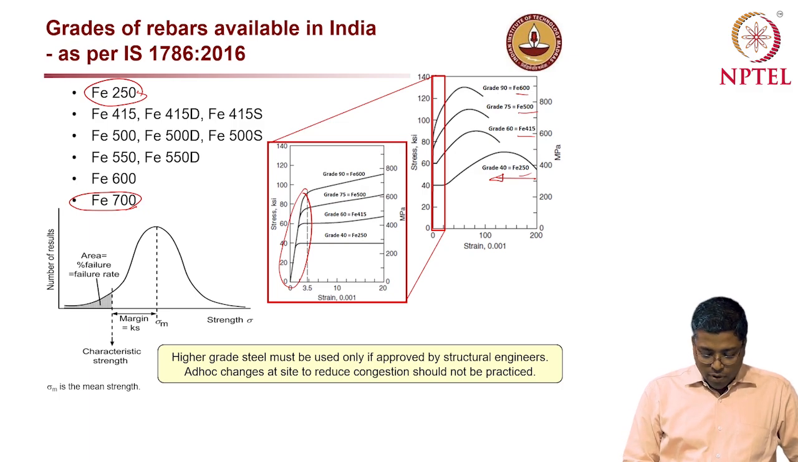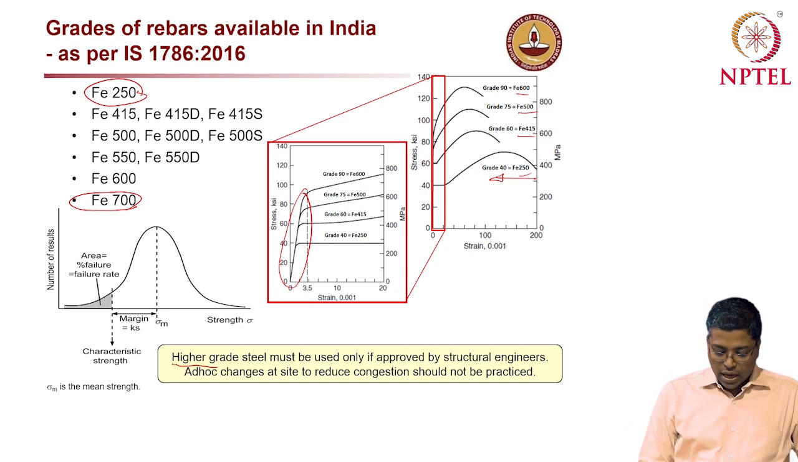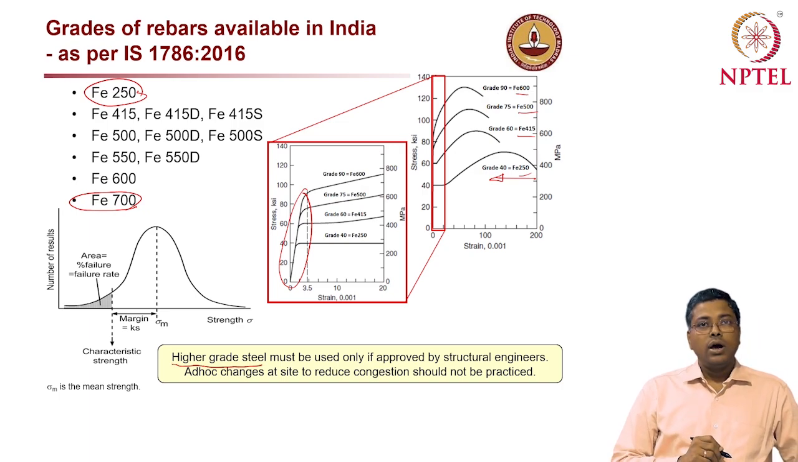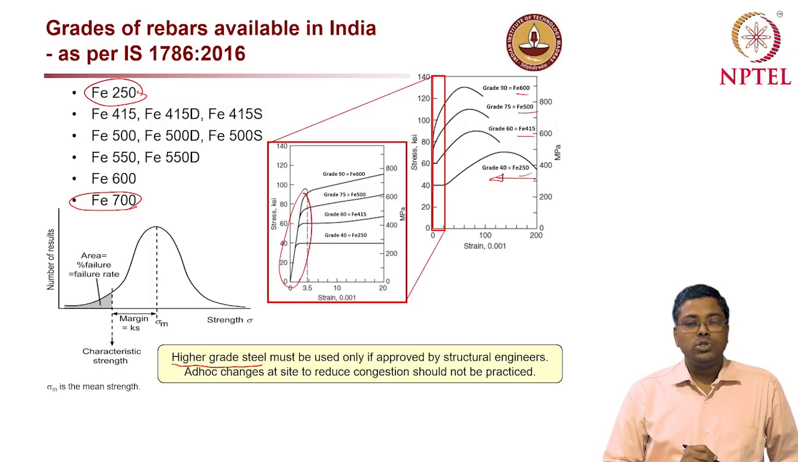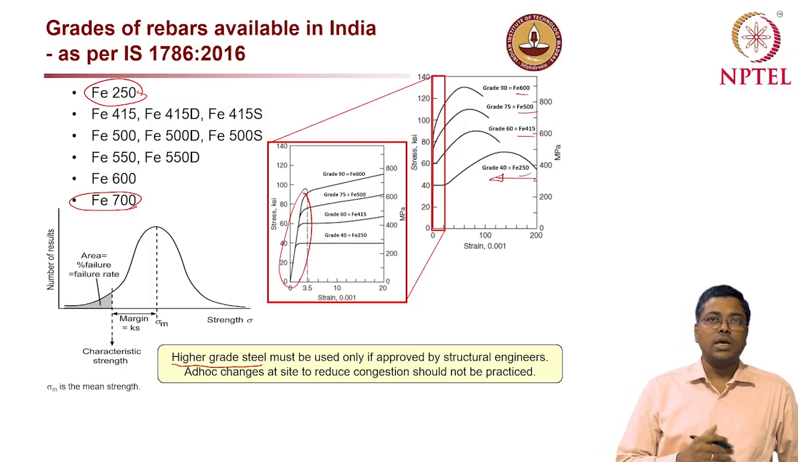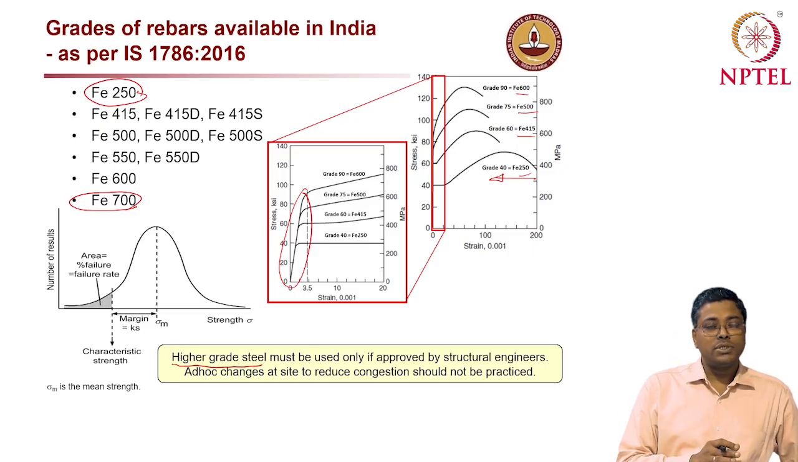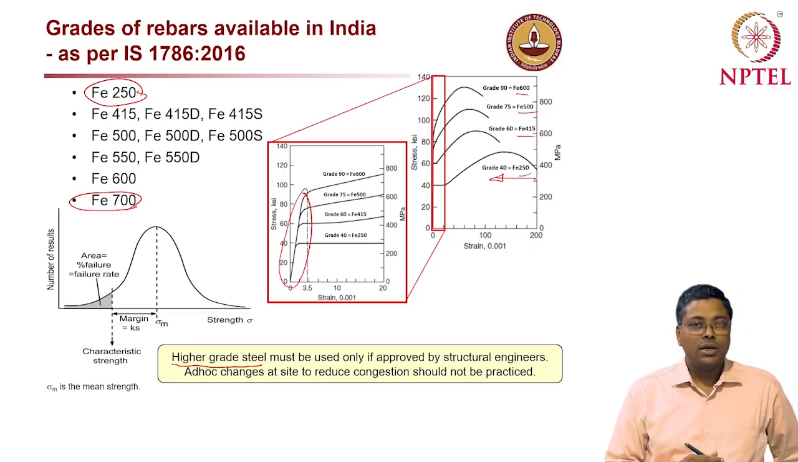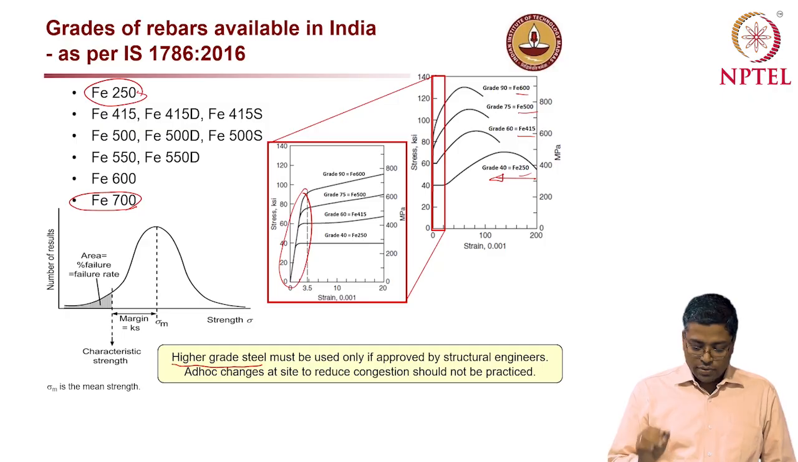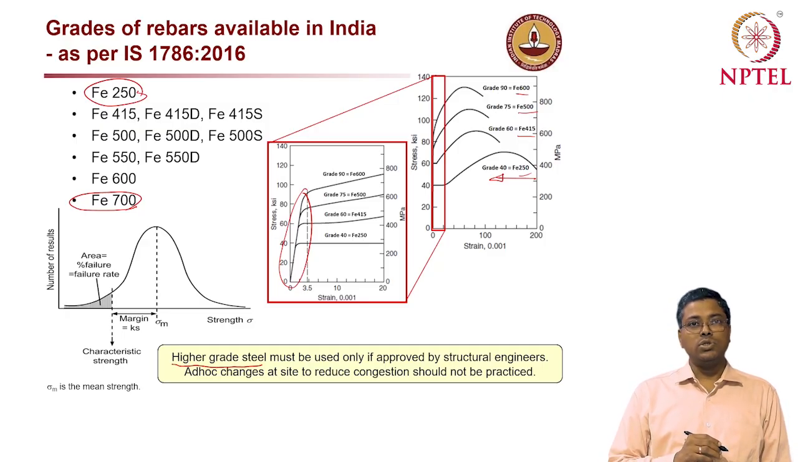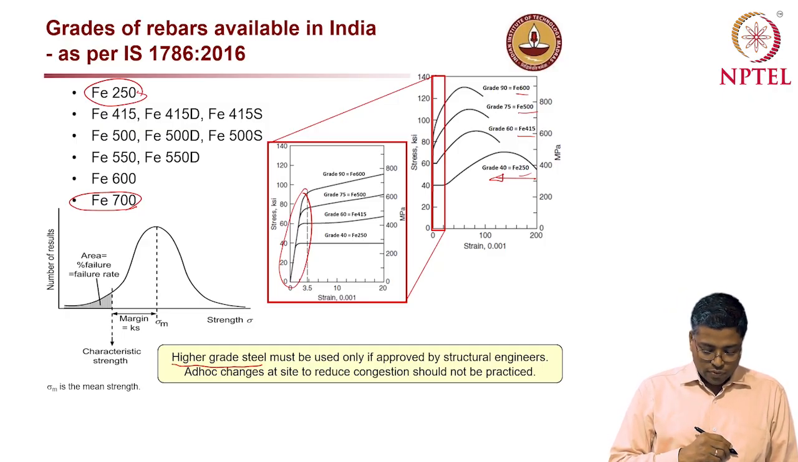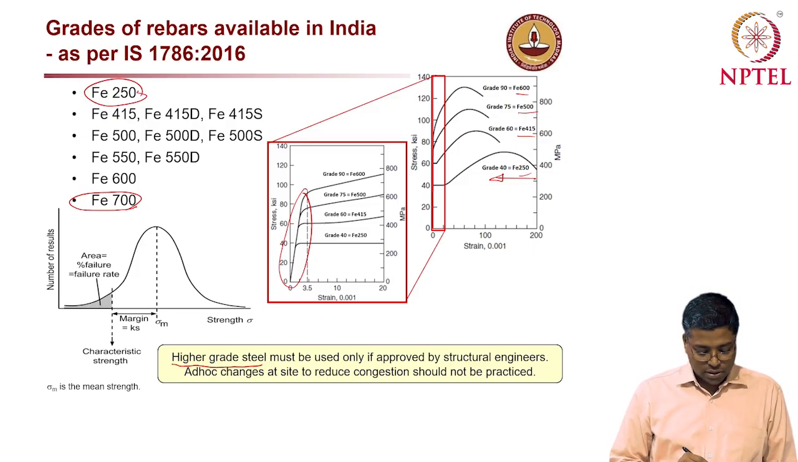And why I was mentioning this is the higher grade. When we go for higher grade steel, we should not make ad hoc changes at the site, by reducing the number of steel rebars and increasing the grade of the steel. We should leave it to the structural engineers or designers to approve. Then only we should go for higher grade steels, otherwise it might affect the ductility of the structural system.